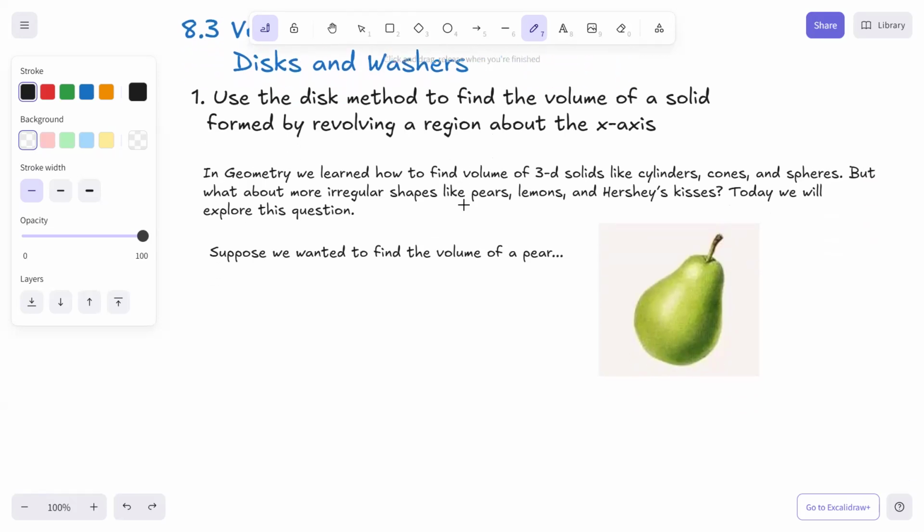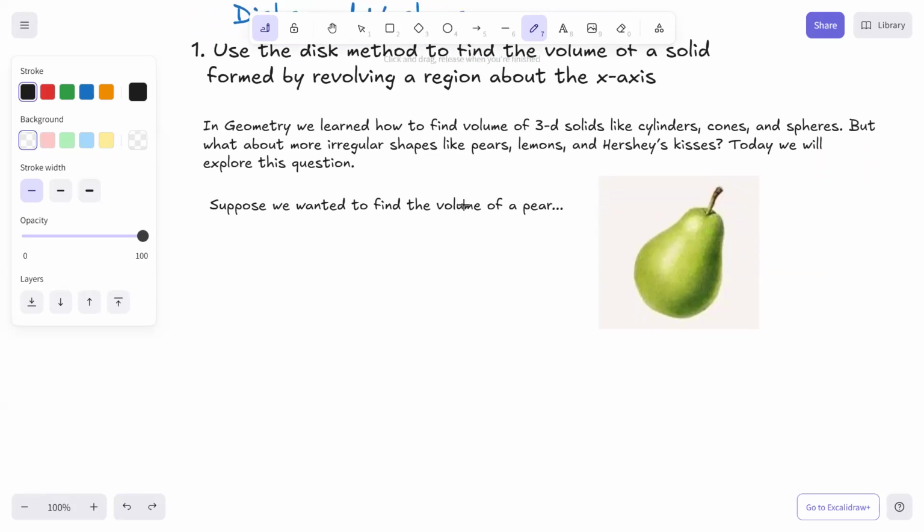To get us started, think about trying to find the volume of a three-dimensional shape that's not one of the normal ones we learn from geometry, like a cylinder, a cone, or a sphere. How about a piece of fruit, like a pear, apple, lemon, or candy? Suppose we wanted to find the volume of a pear. One thing we could do is cut the pear in half and look at a flat piece of the pear, which would have a sideways pear shape, like this.